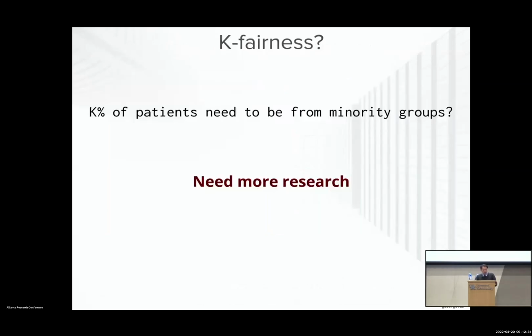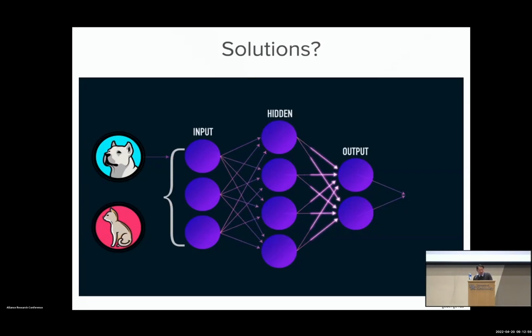And what I actually think that we need, and I'm totally making this up because this doesn't exist, is a similar concept, maybe called K-fairness, where we could just say, hey, we need K percentage of patients to be from minority groups. And if we have that, then we know that the medical AI that we're going to create will be fair, right? So it definitely needs more work.